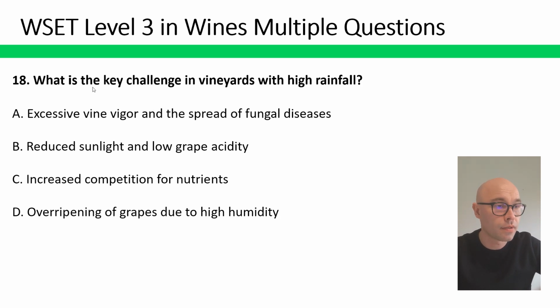What is a key challenge in vineyards with high rainfall? Excessive vine vigor and spread of fungal diseases, reduced sunlight and low grape acidity, increased competition for nutrients, over-ripening of grapes due to high humidity. The correct answer is A, excessive vine vigor and spread of fungal diseases.